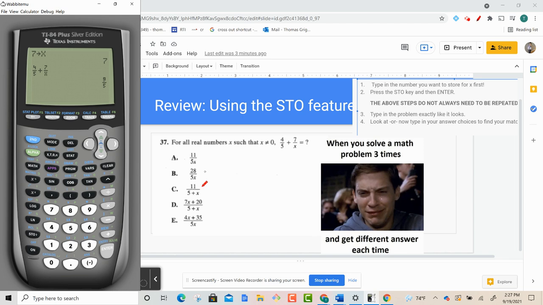So now I need to type in each one of these answer choices and see which one of these answer choices also gives me 9/5. 9/5 is not the answer. It's just what the original problem simplifies to when you substitute 7 for x. It's not answer choice A, but it is answer choice B. When I type in answer choice B, it also gives me 9/5.